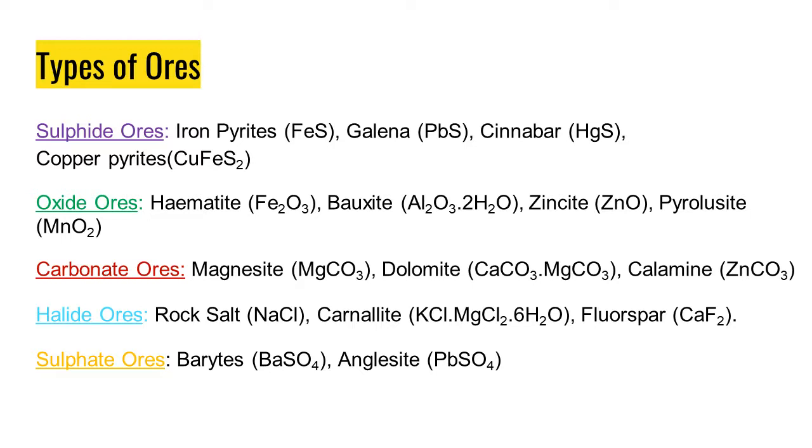In halide ores, the halogens are combined with elements. Say for example, we have rock salt where it is nothing but your sodium chloride. Same way sulfate ores, barytes where we have barium sulfate. So ores are present in the form of their salts, and from these ores only we go for extraction and extract the elements.